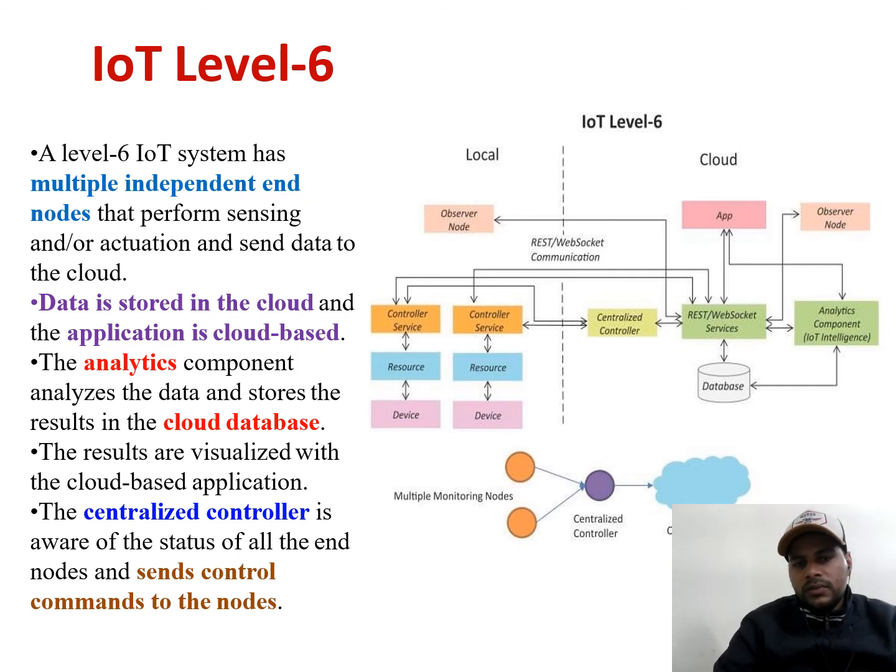IoT level 6 differs from IoT level 5 in that it has multiple monitoring nodes and a centralized controller which is used to send control commands to the nodes.